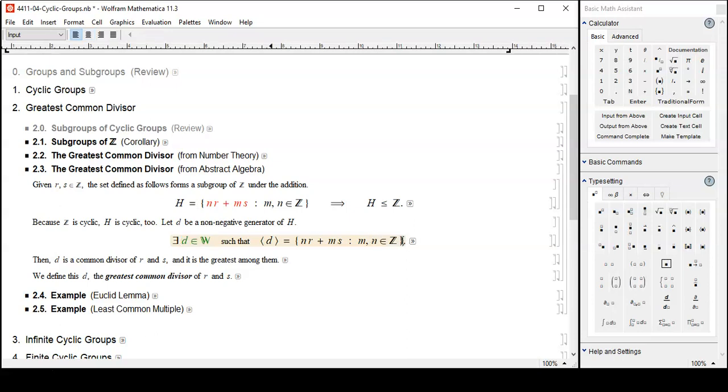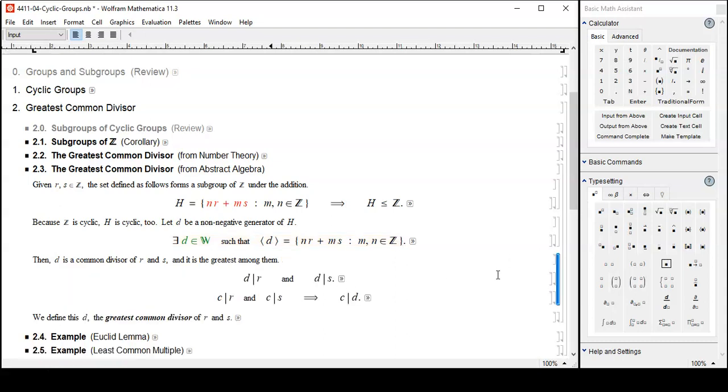Green. So linear combination and non-negative. Okay, how about the next property there? Then, these are common divisor of R and S. Not only that, it's the greatest among them. So D divides R and D divides S.